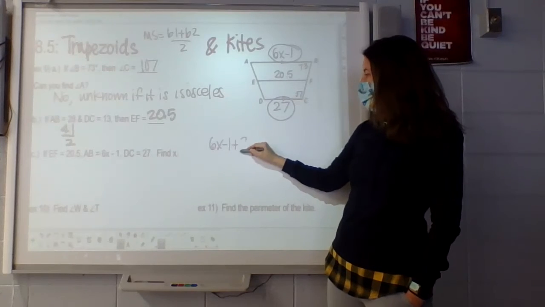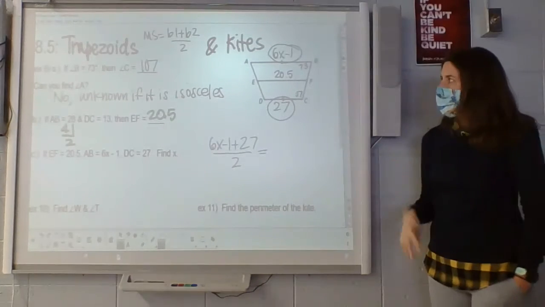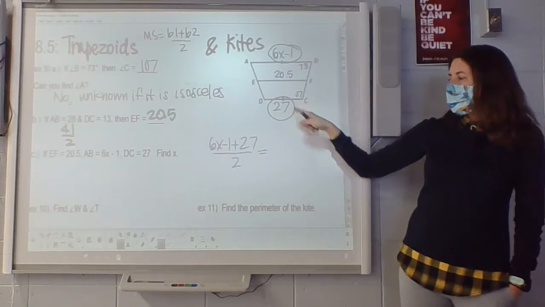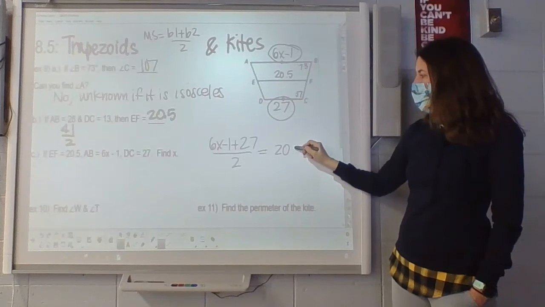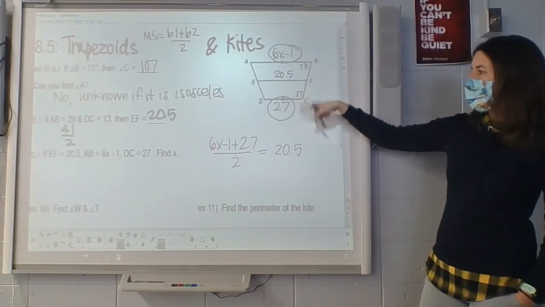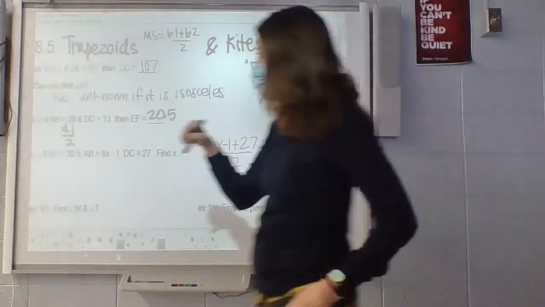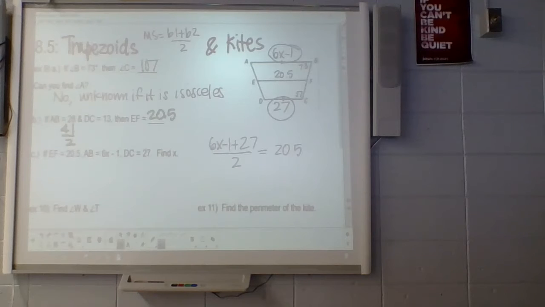So it's a little bit different than, I don't know if we did this actually in the homework at all, but I think it's doable for you guys. So I took the bases, added together, divided by 2, and it should equal the mid-segment. Now the mid-segment happens to be the same as what it was over there.